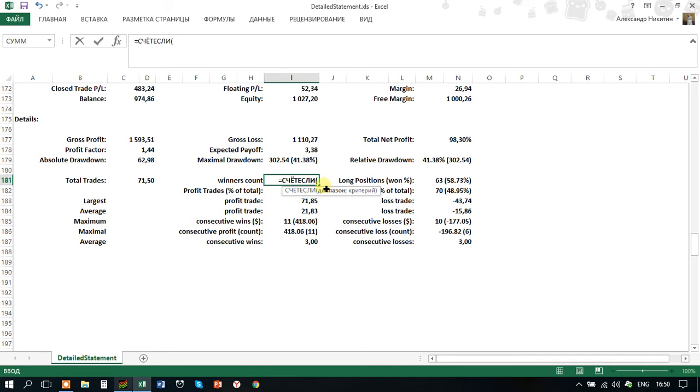starting from N2 and going all the way down to N144. This is the range to find those trades that are more than 0, and then we should count how many trades we have. So it is 88, but we know they are 88.